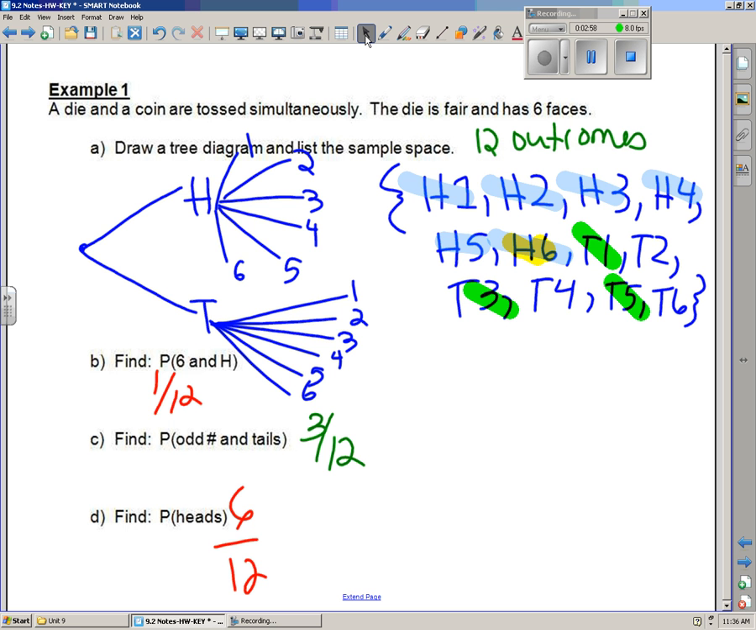Okay. Next one. Whoopsie, wrong way. Next one, wrong way again.